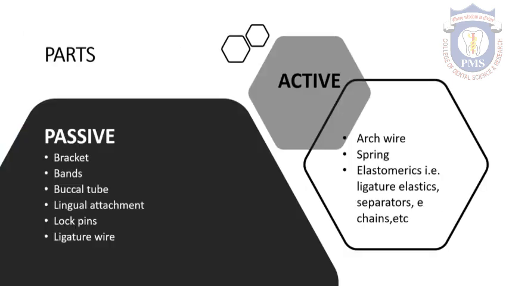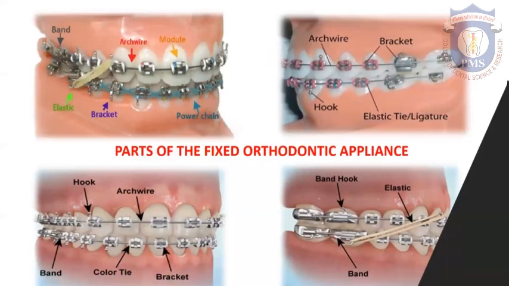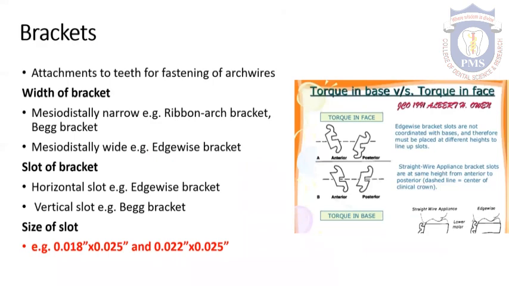Now coming to the parts of fixed orthodontic appliances, there are active and passive parts. The active parts are arch wire, springs, and elastomerics, that is ligature elastics, separators, e-chains, etc. And passive parts are the brackets, bands, buccal tube, lingual attachment, lock pins, and ligature wires. This is a diagram showing the active and passive components of the fixed orthodontic appliance system.